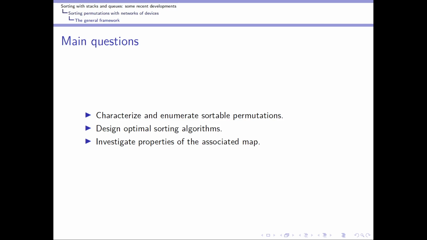In my talk, I'll give three types of results, one for each of the above three main problems. I'll start by illustrating an optimal sorting algorithm for a certain sorting machine. Then I will introduce a new family of sorting devices, and I will address the problem of the characterization and enumeration of the sortable permutations. And finally, I will consider a rather simple sorting machine, and I'll describe some results concerning preimages of the associated sorting operator.